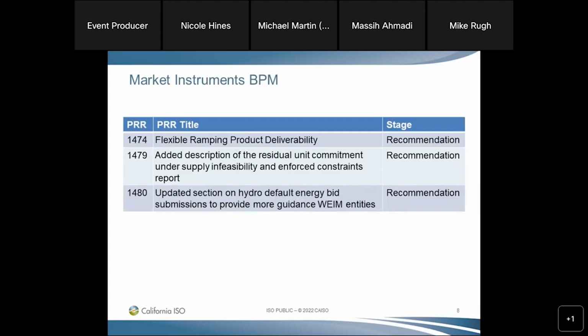Thank you. The next 2 BPMs are for market instruments and market operations. I'm going to hand it over to my market operations team to introduce. We have Michael Martin, Michael Rupp, and Jacob Fox to go over these PRRs. I'll hand it over to you guys.